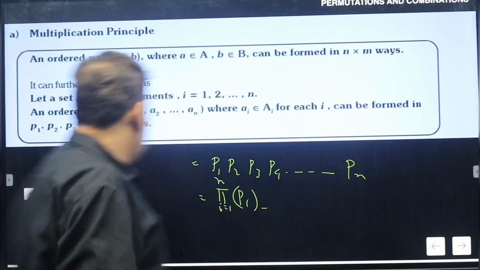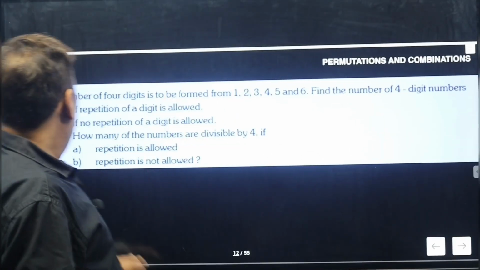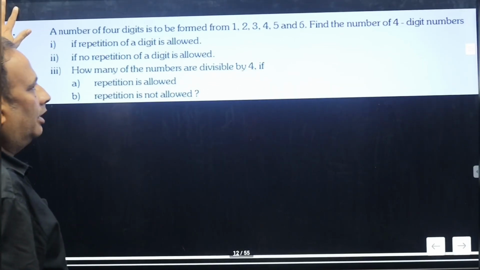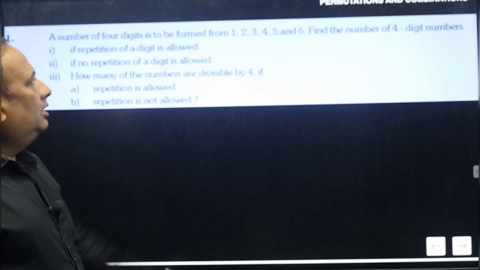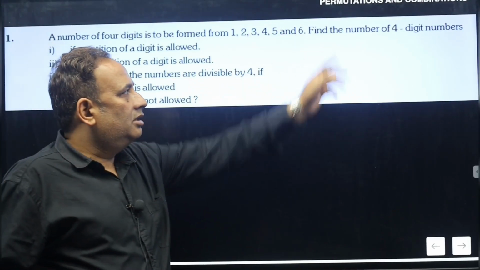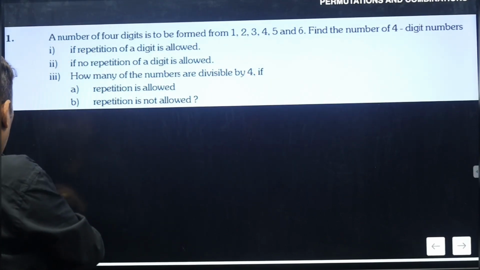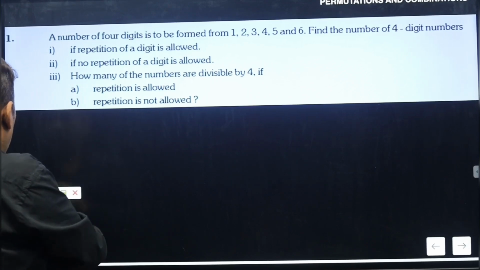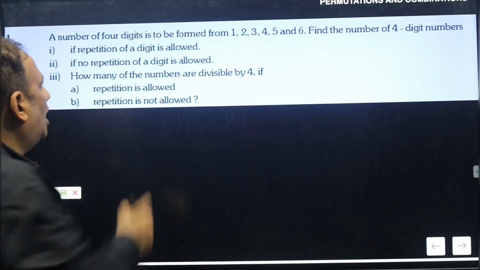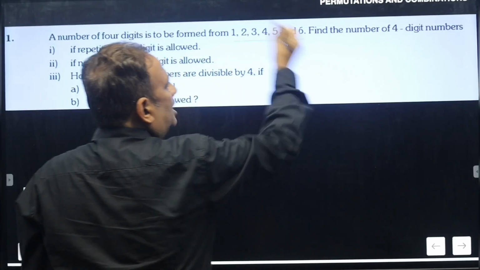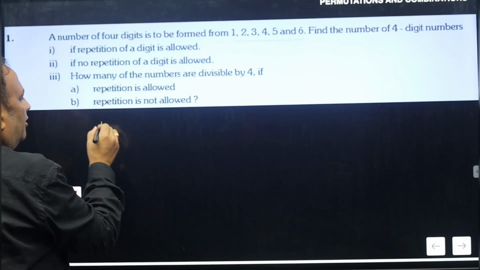To understand this, let me take some numerical examples. Suppose I have one question here. A number of 4 digits is to be formed from 1, 2, 3, 4, 5, 6. Find the number of 4-digit numbers. First condition: if repetition of digits is allowed. If repetition is allowed, how many total numbers do we have here? You can see 6 numbers. So let me go for the first case.